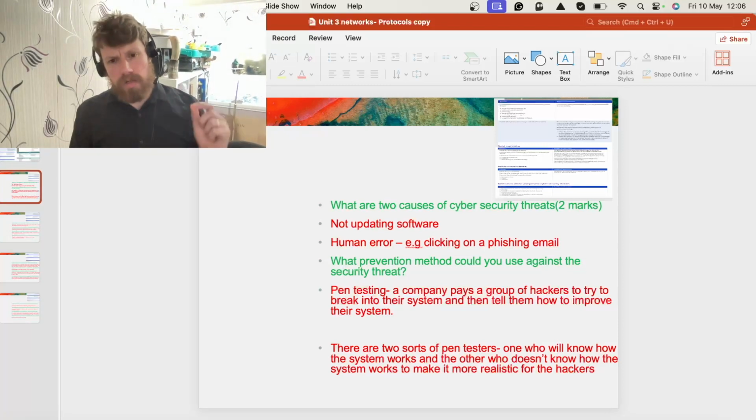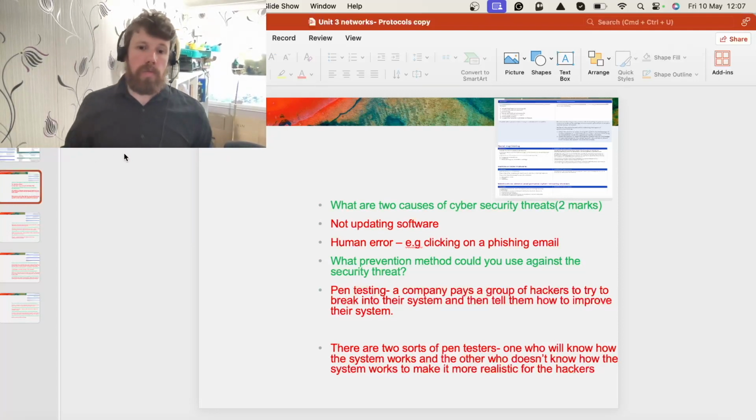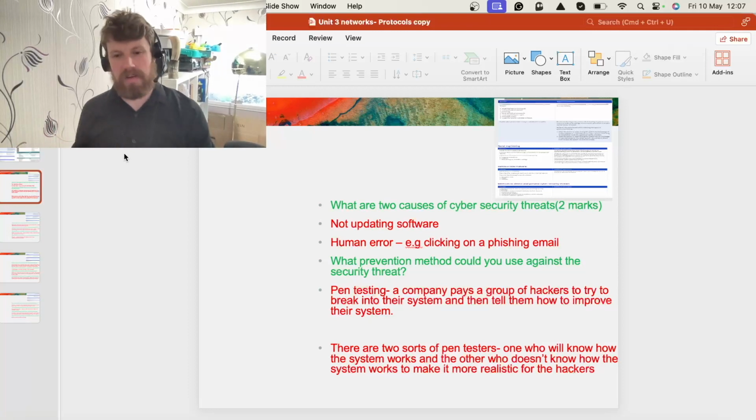Now, the two main causes of cybersecurity threats, so if you get a question on that one, are not updating software and human error. Okay, so those are the key areas where cybersecurity threats can happen. We also have to follow up with prevention methods. Generally, the one that I'm going to talk about here, because this is quite a common one, is pen testing or penetration testing. It is where we pay some white hat hackers and we say, can you break into our system, and then tell us how to improve the system and try and make it better and less insecure.